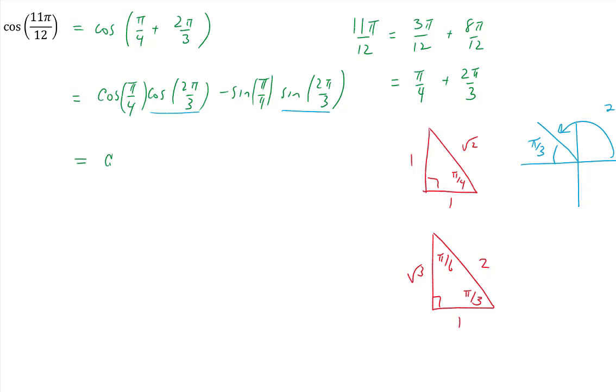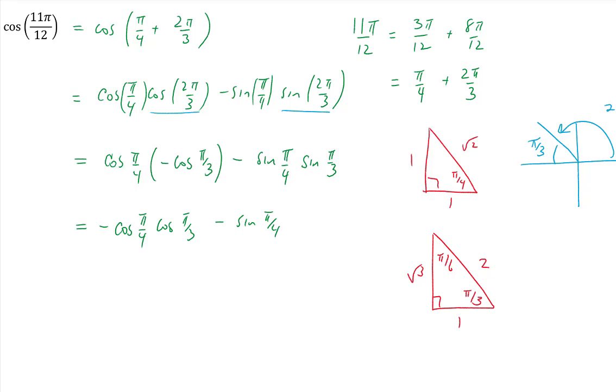So we have cosine pi over 4. Cosine in quadrant 2 is negative, so this would be negative cosine, and the related acute angle is pi over 3, minus sine of pi over 4, times, since sine is positive in quadrant 2, then this becomes the sine of pi over 3. So this gives us negative cosine of pi over 4 times the cosine of pi over 3 minus the sine of pi over 4 times the sine of pi over 3.